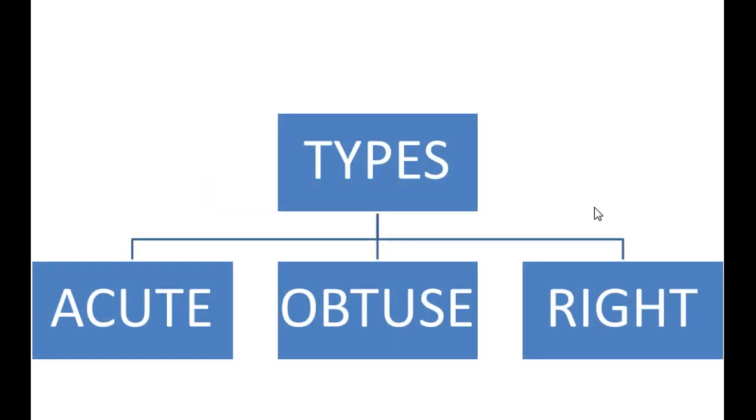What are the types of triangles on the basis of angles? First one is called acute, second is called obtuse, and the third one is called right angled triangle. If I name them completely, first is called acute angled triangle, second is obtuse angled triangle, and third is right angled triangle. So let's proceed with it.